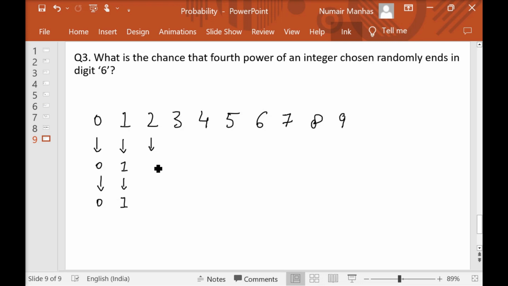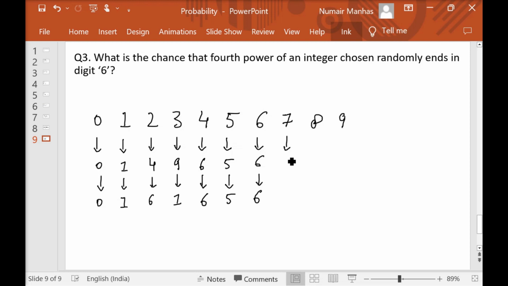We'll get 1, we'll get 4, and we will get 6, 3, 9 and 1, 6, 5, and then 1, and 8 will get 4, and 6, and 9 is 1, 1.